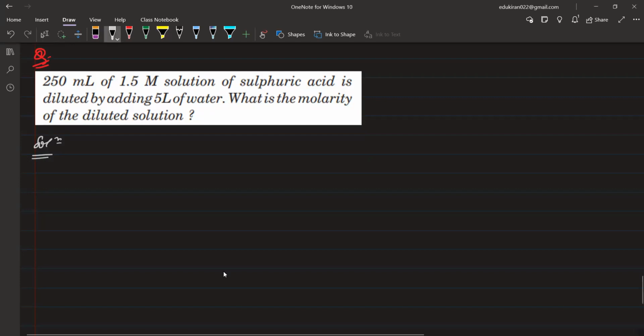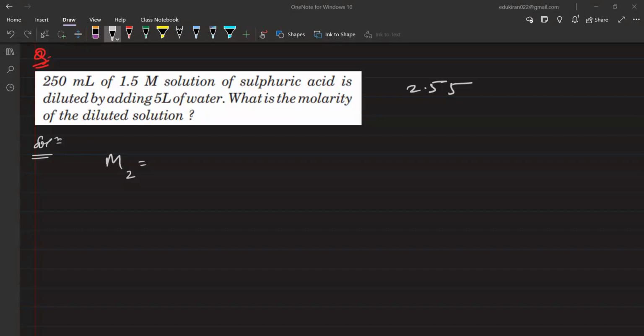So M2 will be equal to what? 12.75 divided by 5. What are you saying? I don't understand anything, madam. Say it properly. Sir, there should be 2.55. Yeah. So 0.05? Harish, 0.05 is not coming.